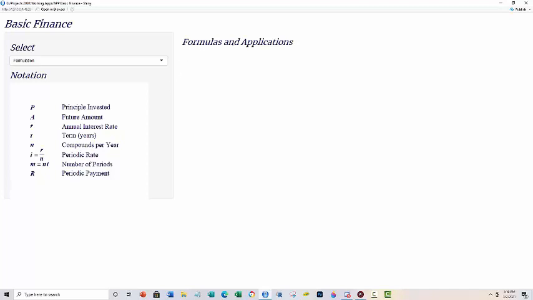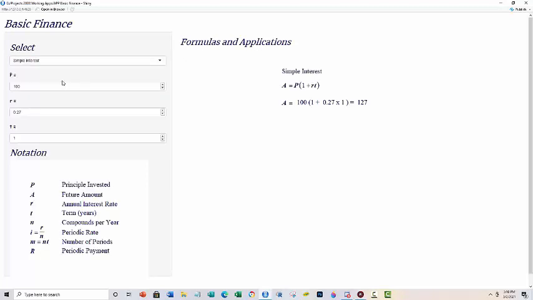Then we have the formulas and applications, so let's go ahead and select simple interest. Simple interest requires that the future amount be computed by taking the principal amount, multiplying it by 1 plus the rate per year times the number of years. So the 100% that you deposit, you get to keep. Plus, they're going to give you money on top of that each year. And so what we have is an equation here.